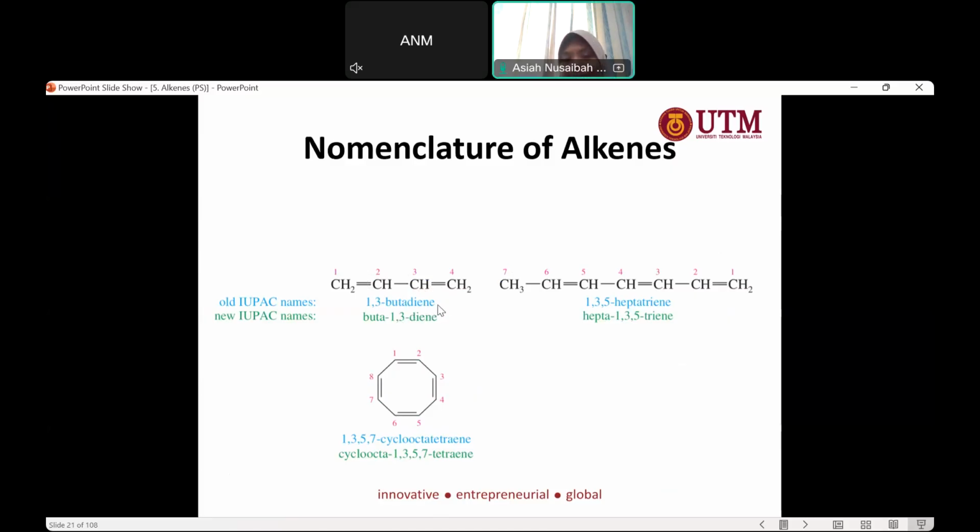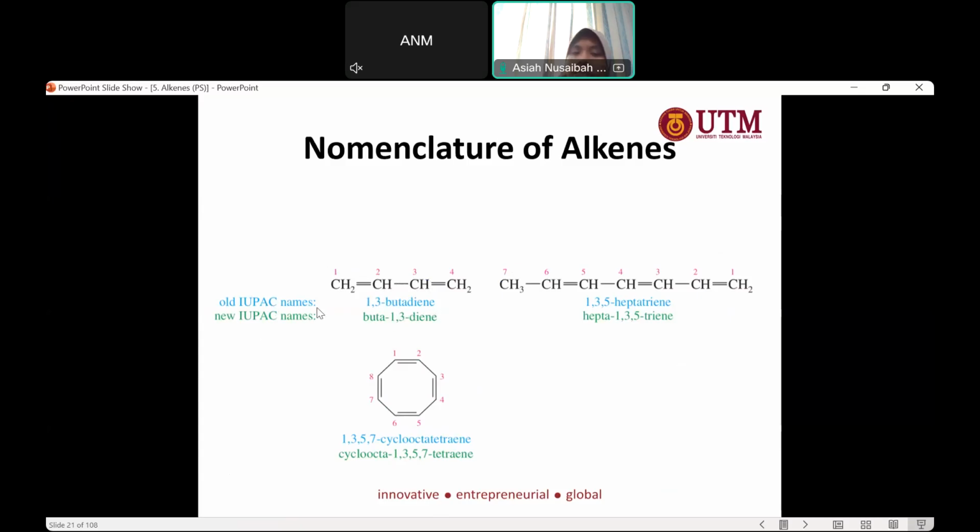And then how many C does it have? 1, 2, 3, 4. So but. So it becomes butadiene. Which C has the double bond? That will be the first C. We consider this one, not the second C. We don't write 2. We're going to make it the smallest number. So 1C and 3C. C number first and C number third. So 1,3-butadiene. Okay, so that's the old IUPAC name.